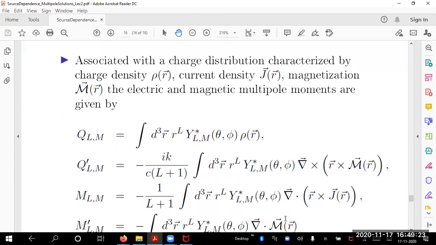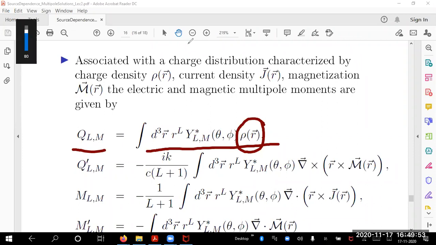Electric multipole moment QLM is equal to the integral d cubed r of rho of r. Do you know this? We know the charge source. Source means the charge density is known. If you take an integral like this, what you get is called a multipole moment. You have done it in your electrodynamics when you did multipole expansion. Did you do it or not? You've done it, you have forgotten. But if you take this, what you obtain is called a multipole moment.